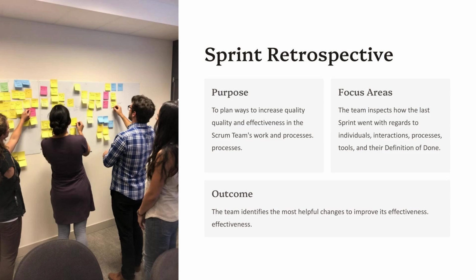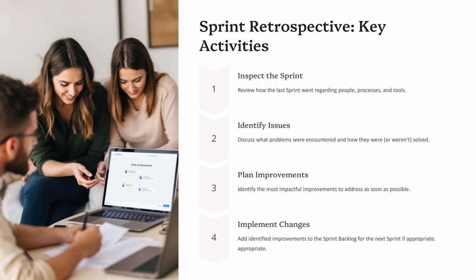The Sprint Retrospective. This meeting is to inspect team interactions, processes, and tools to identify improvement opportunities, fostering higher quality and effectiveness for future sprints. Key activities during the retrospective call are to reflect on the past sprint, identify encountered issues, plan impactful improvements, and integrate these into the sprint backlog.